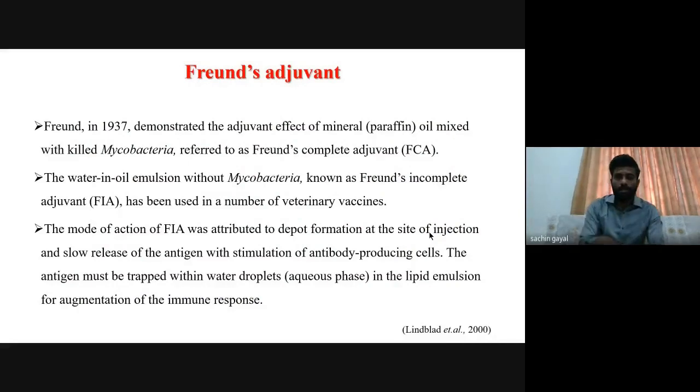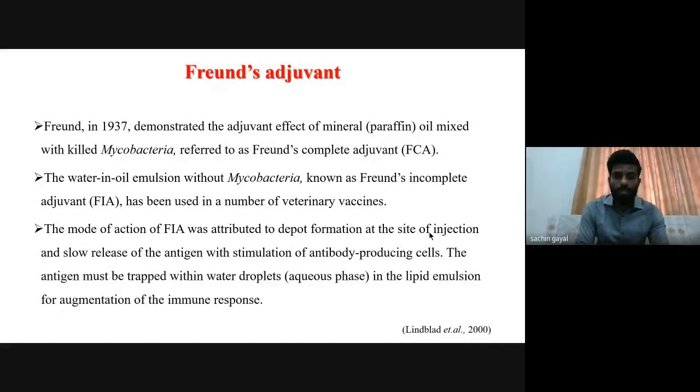Now we will see the Freund's adjuvant. Freund is a scientist who discovered that in 1937. There are two types of Freund's adjuvants, that is, Freund's incomplete adjuvant and Freund's complete adjuvant. They differ only by the presence of killed mycobacteria. In Freund's complete adjuvant, there is a presence of killed mycobacteria. And in the case of incomplete adjuvant, there is no killed mycobacteria.